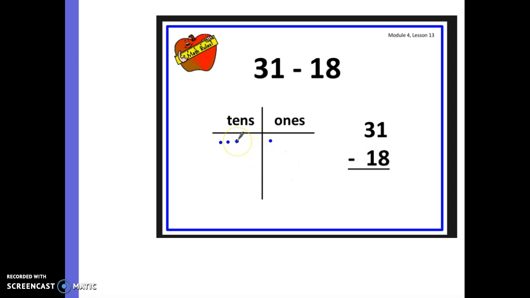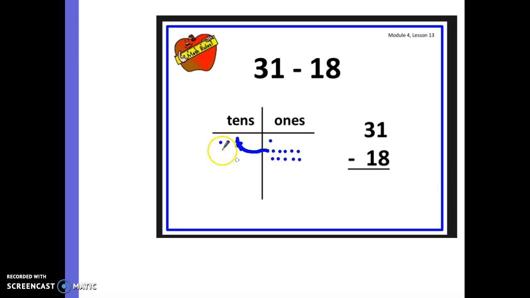And watch how we do that, okay? I'm going to take this and move it here. And I'm going to unbundle my 10. Okay, so I'm going to leave that 1 that was there by itself. And now I'm going to unbundle. 1, 2, 3, 4, 5, 6, 7, 8, 9, 10. And this one gets crossed out because we used that one. I unbundled it.